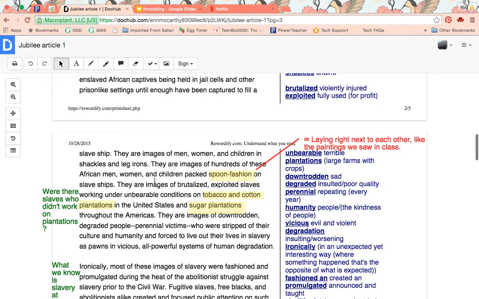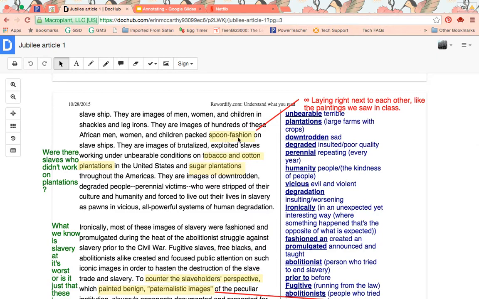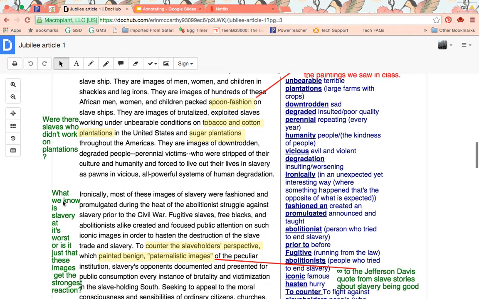Just a couple things in the next paragraph. So we're on to the third page now. When it says spoon fashion, that makes me think of the paintings that we looked at in class with the people chained to the bottom of the ship. They really didn't show them as close together as they probably were packed, right up next to each other. This is a question that a student asked in class already, but, did slaves work on something other than a plantation? It says they worked on tobacco, cotton, and sugar plantations. Did they work anywhere else? That's a great question to ask.